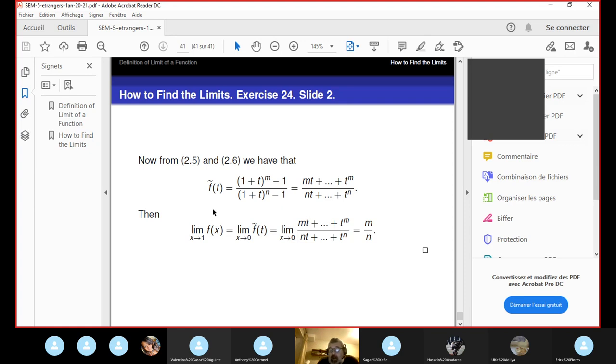So as t goes to 0, we have our limit. Here you have a misprint. Here we have to write that t goes to 0, not x goes. So as t goes to 0, it will be exactly m over n. Agree?